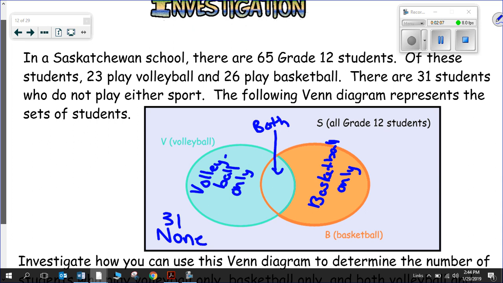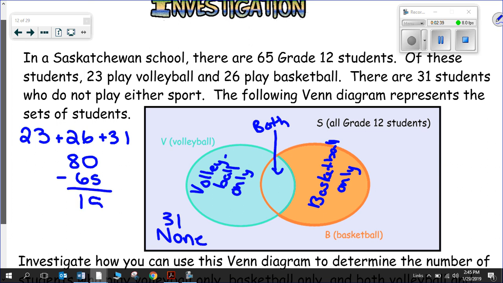But I've got 65 kids. So now if I add up all of these people, the 23 that play volleyball, and the 26 that play basketball, and the 31 that do neither of those things, we have 23 and 26 is 49, plus 31 is 80 students. But we've only got 65 in the question. So if I subtract off 65, that means that I have 15 too many. That is actually the number of kids that would play both.